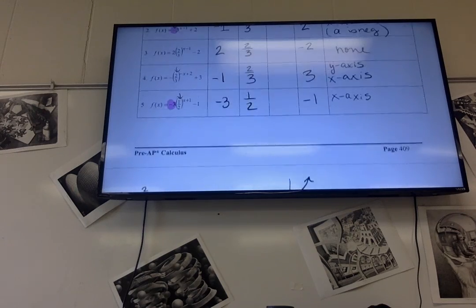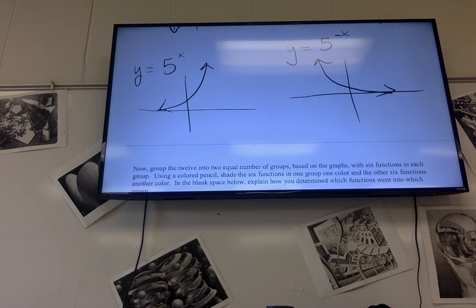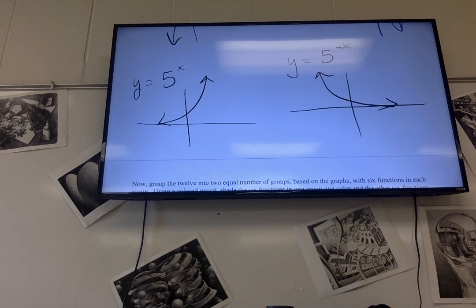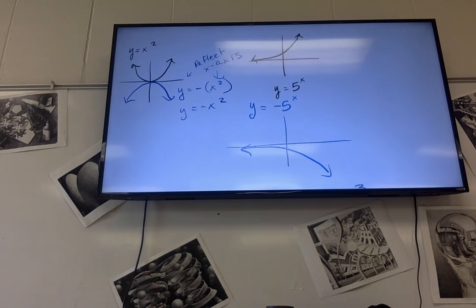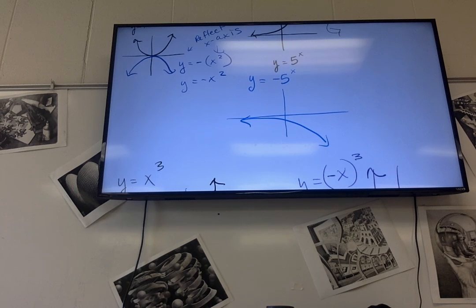For example, here, I guess I'll look at these two. Now, on the left here, it's growth. But if I reflect it, now it suddenly becomes decay. Same thing if I reflect it the other way. Up here, it's growth. If I reflect it across the x-axis, it then becomes decay. Now, what if I reflected it again?